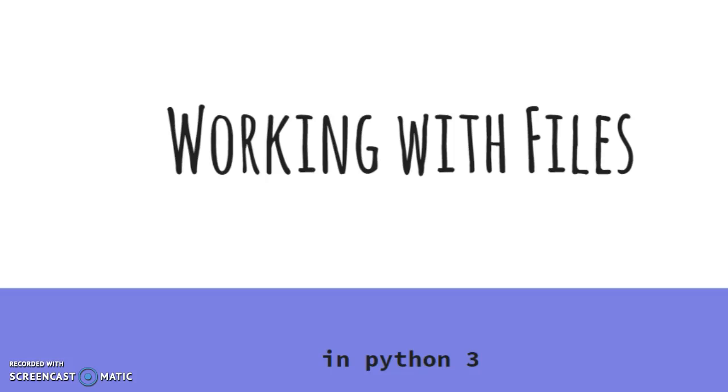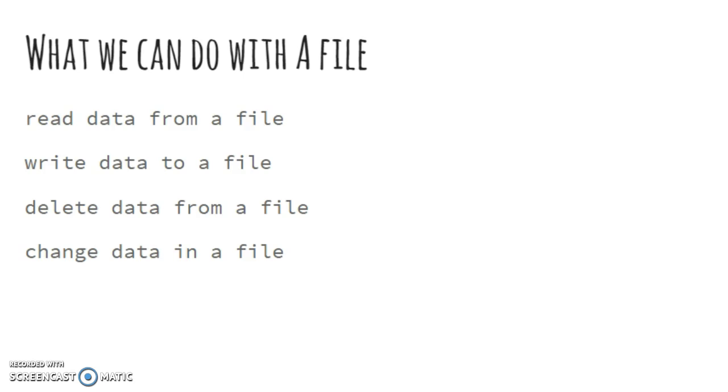In the next few videos, we're going to look at using Python 3 and working with files of data. So the kinds of things we can do with files is read data in to our program from a file, write data to a file so it's stored permanently, and then we can also think about deleting and changing the data. Now these last two things require us firstly to read data in from a file, and then to do some processing with it and then write it out, usually to a different file.